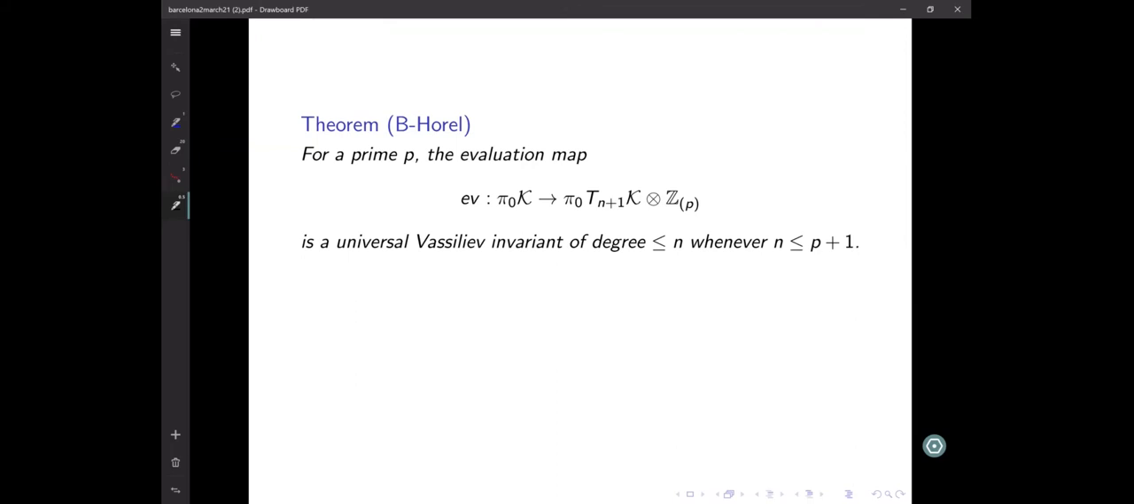So when you tensor with the integers localized at P, this is not true always, but it's true in this range. So it's true whenever n is smaller or equal than P plus one.